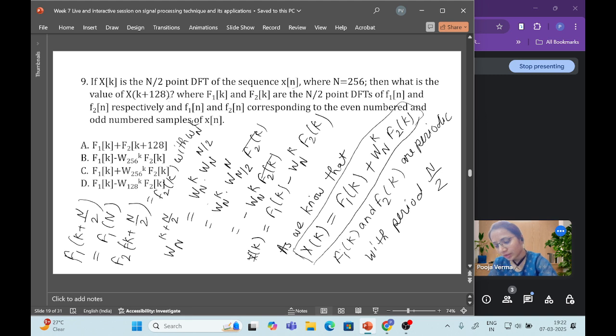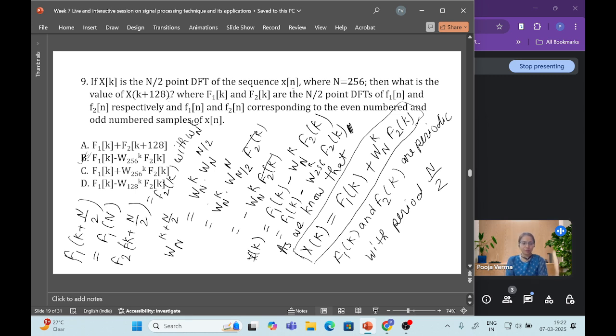Here N is already given, so that is F1(k) minus, putting N here, W_256^k F2(k). So you will get it. What will be the X(k+128) value? The first 128 values will be this one, and the next 128 values will be this one, equal to this: F1(k) minus W_256^k F2(k). Okay, so option B is the correct answer for that question.